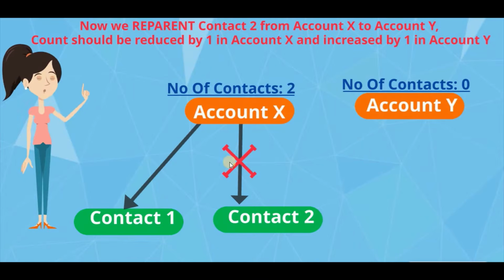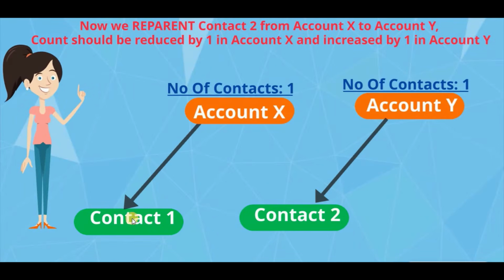However, after reparenting, the counts have to be updated accordingly. Account X is having only 1 contact, so the number of contacts is 1. And account Y is having 1 contact and the number of contacts is 1.